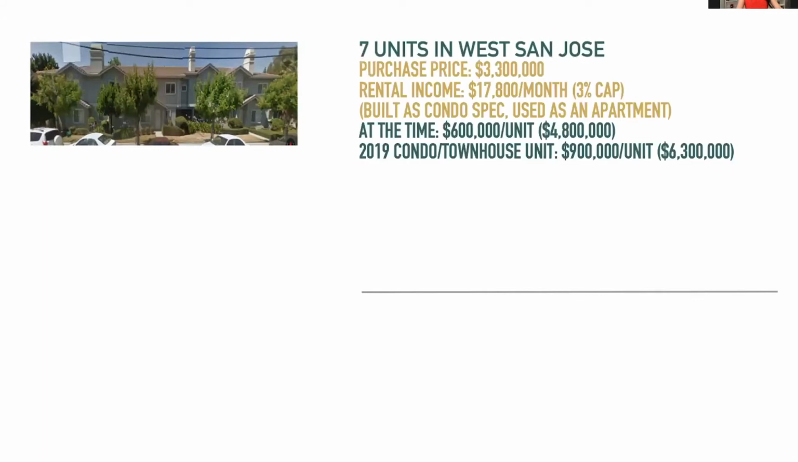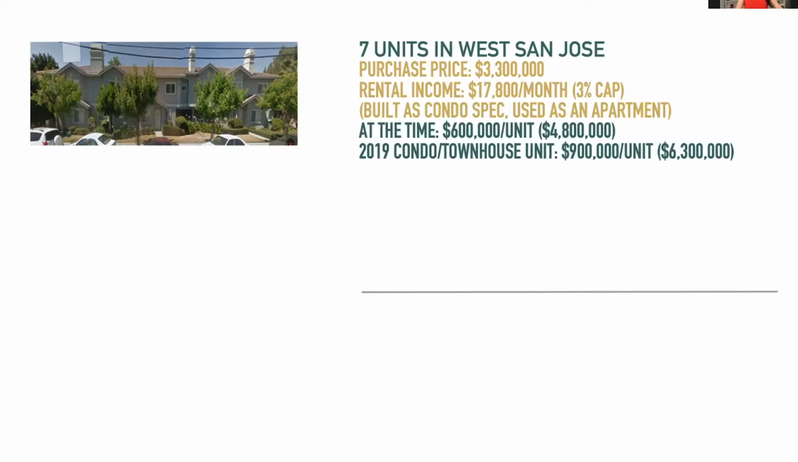So then the next property we showed her was the 7 units in West San Jose, bought for 3.3. Again, it's a 3 cap with $17,800 per month rental income. But what's special about this is that it was built as condos, but then it was used as apartments. So we still use the income approach to value this property.